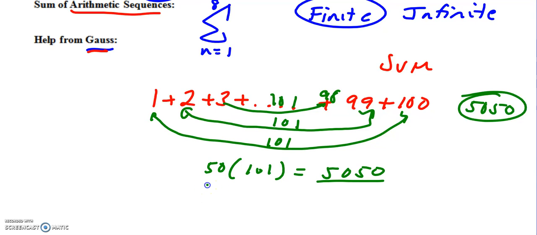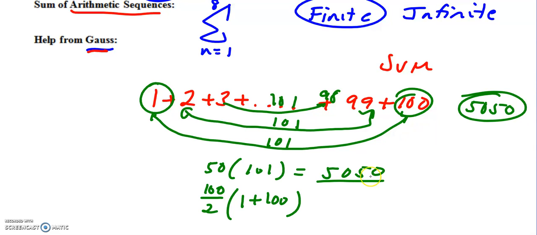So 50 is really the number of terms divided by 2, and 101 can be written as the first term of 1 plus the last term of 100. So 5,050 can be found this way as well. Let's see another example so we can start to generalize.